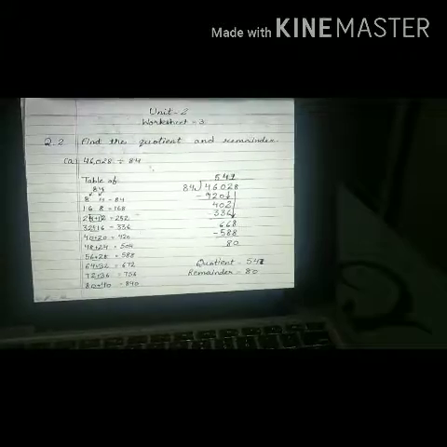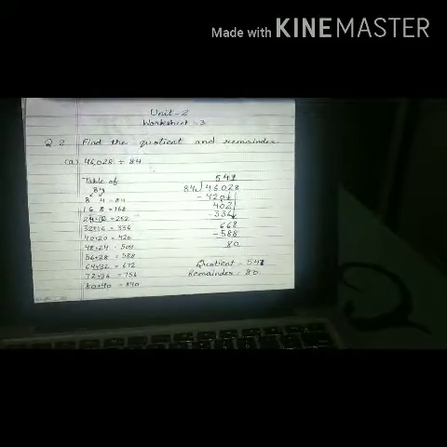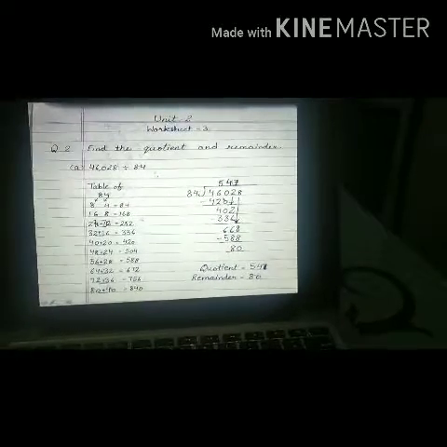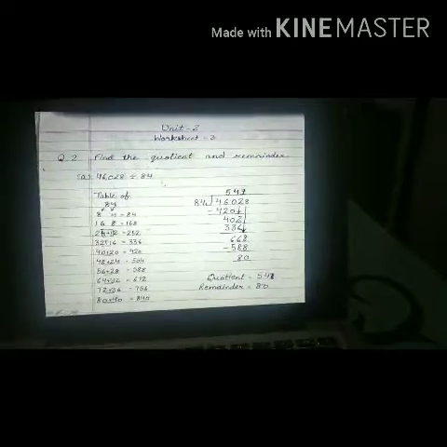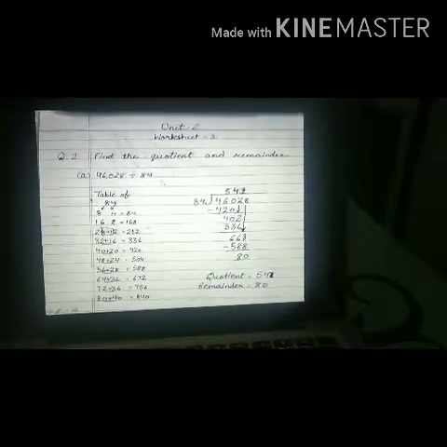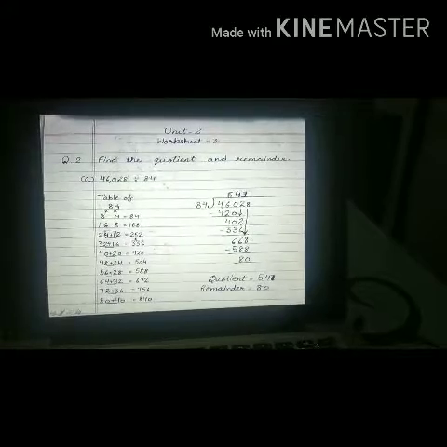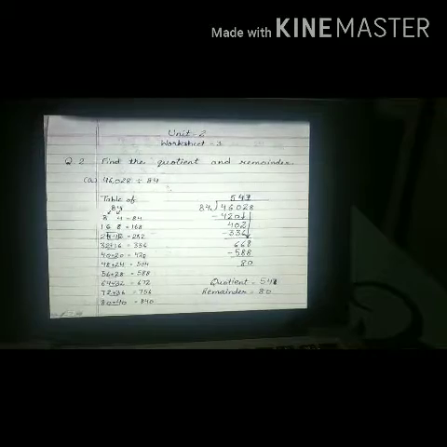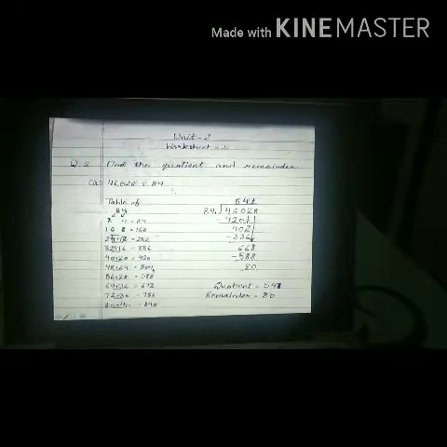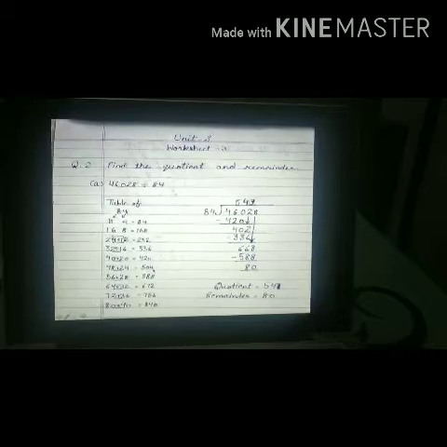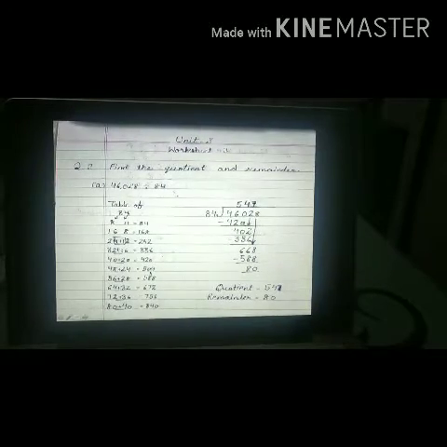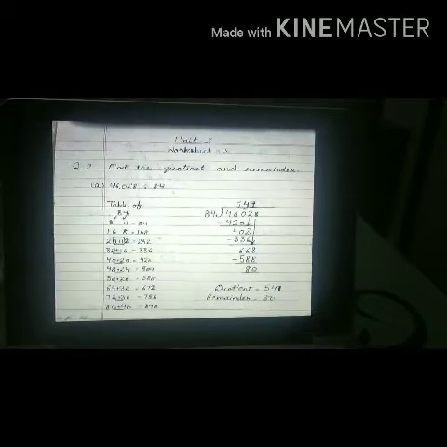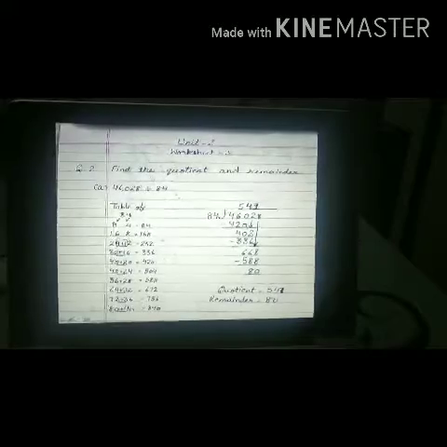Firstly, we'll start from 46, but 46 is less than 84, so we will divide 460 by 84 and look at the table of 84. Here 420 is the fifth term and 504 is the sixth term. So we can't divide by the sixth term, so we will divide by the fifth term. So we will write 5 here and write 420 here.